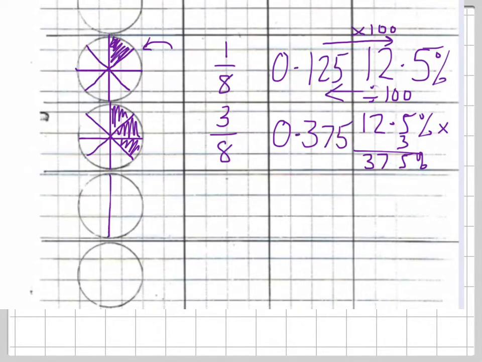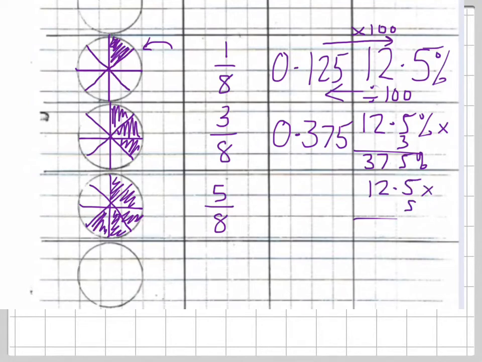Next one, again, cut into 8 individual pieces. I'm going to shade in 1, 2, 3. I'm not going to stop at 4 because that's the same as a half, and I already know what that's equivalent to. So I'm going to go for 5. So we've got 5/8. Now to work out the percentage, we will do 12.5% times 5, and that will give me 62.5% altogether. And as a decimal, that would be 0.625.